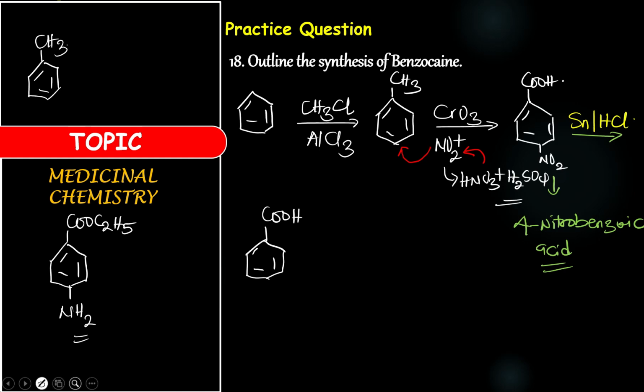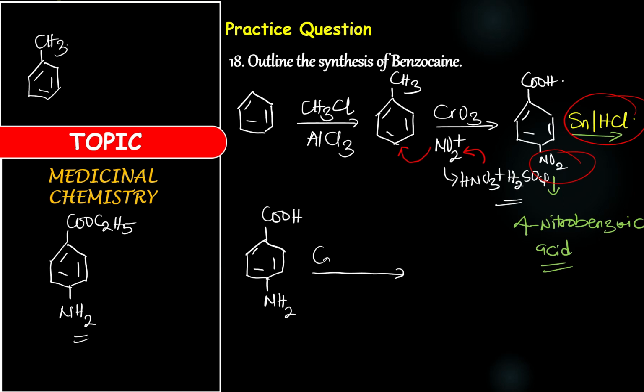So this reagent here will reduce this NO2 to NH2. So you have the amine group here. So you've got to your amine. Are you getting it? Aminobenzoic acid. However, you are not done yet. You need to convert this carboxylic acid to ester.